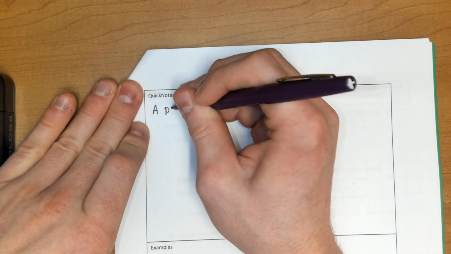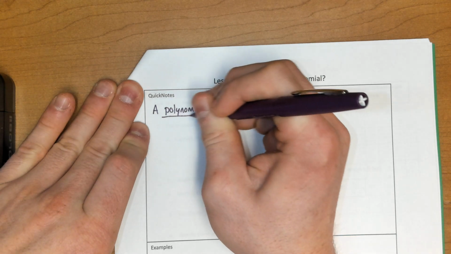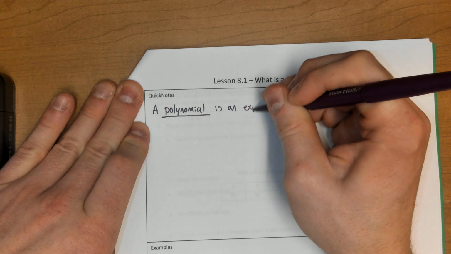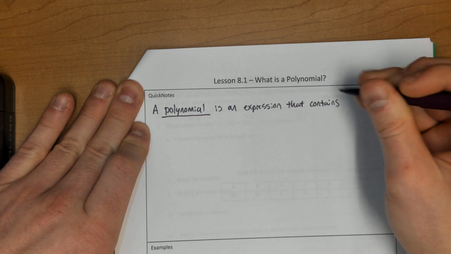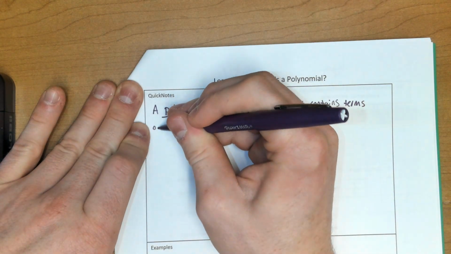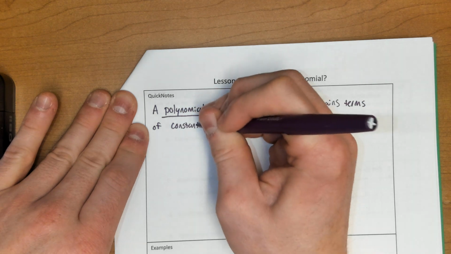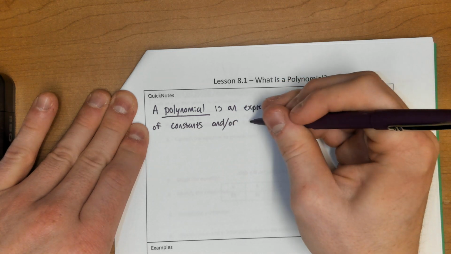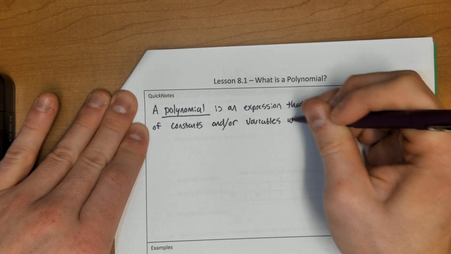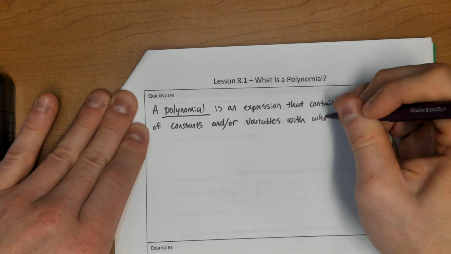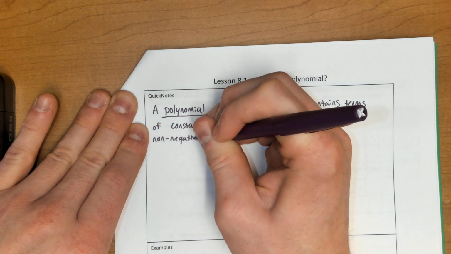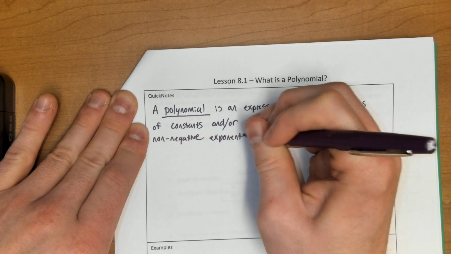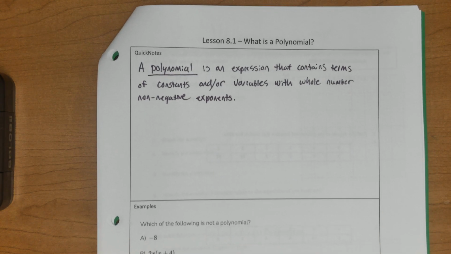What is a polynomial? A little definition that we want to put down is: a polynomial is an expression that contains terms of constants and/or variables with whole number non-negative exponents. If you need to pause, please make sure you get that definition down.